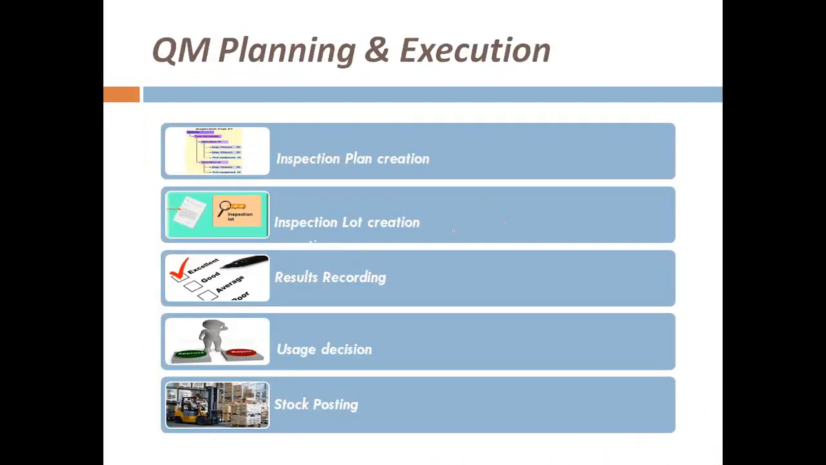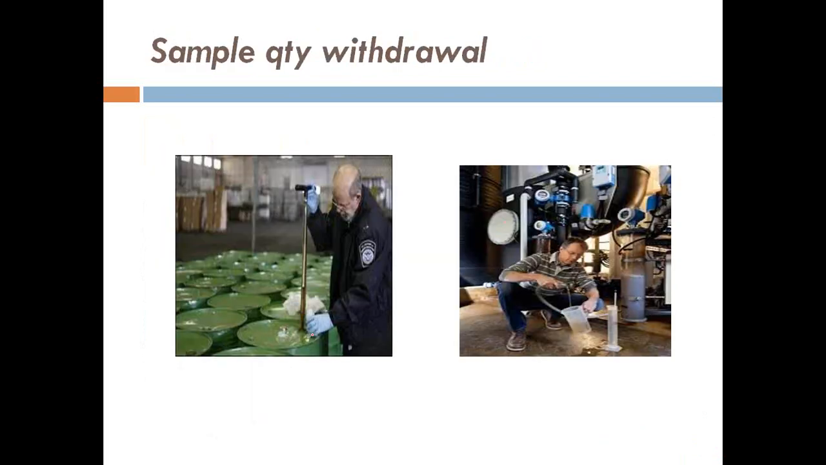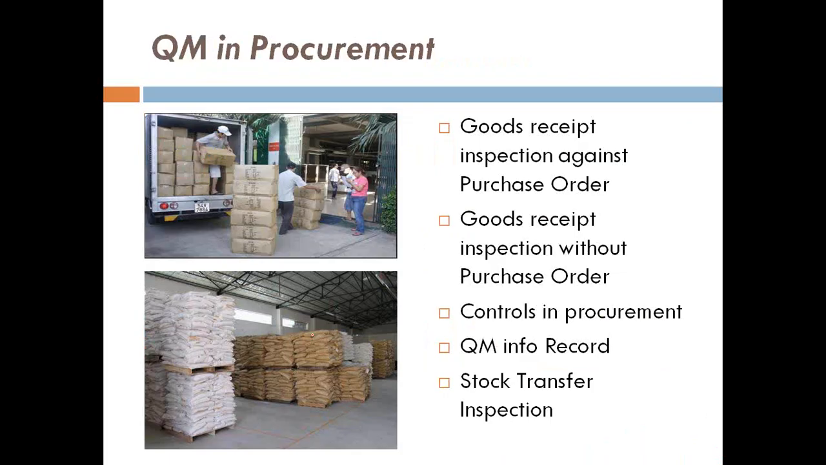This is the regular day-to-day activity in the industries in the QM module. So we will learn how to do it, what settings you have to make, how they carry out. All those things we'll learn. Once that is done, we go for business scenarios in the system. Normally first is QM in procurement.